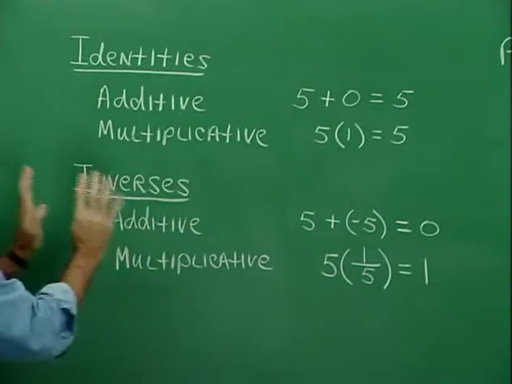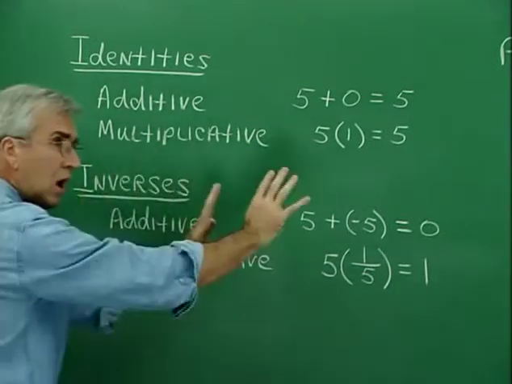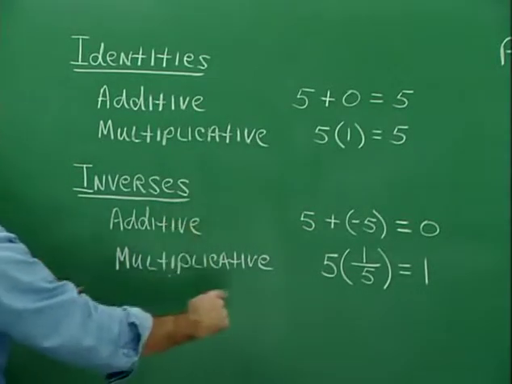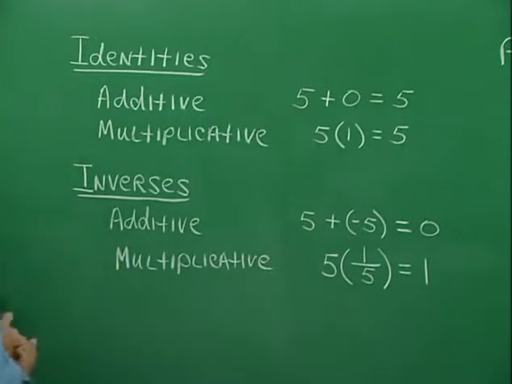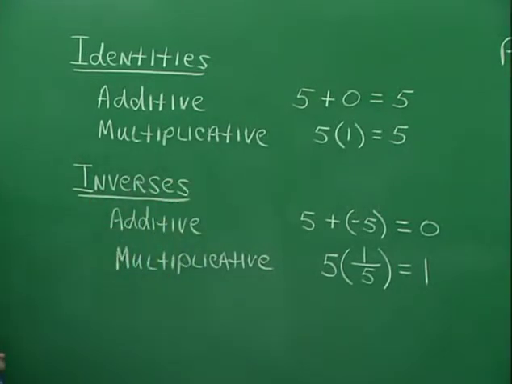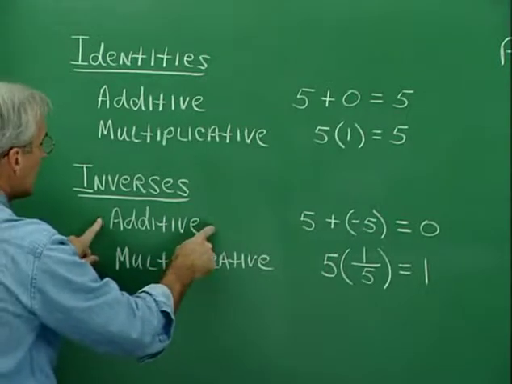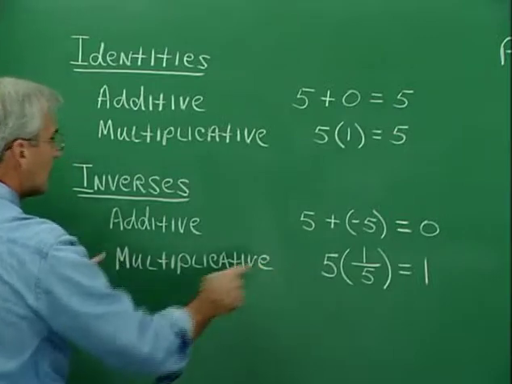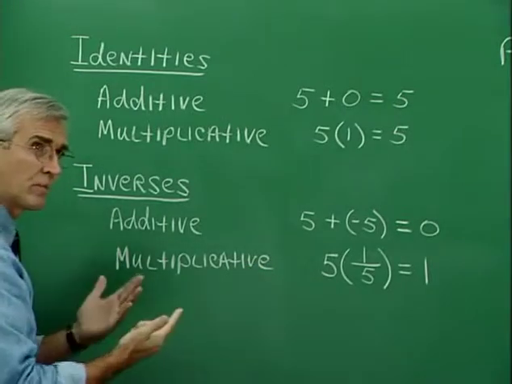Inverses. Now, inverse elements or inverse properties is what we're referring to here. There's an additive inverse element and a multiplicative inverse element in existence in the algebra that we're talking about. An additive inverse is nothing more than an opposite, and a multiplicative inverse is nothing more than a reciprocal.